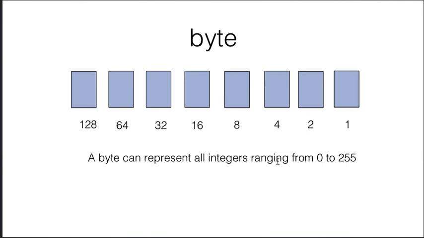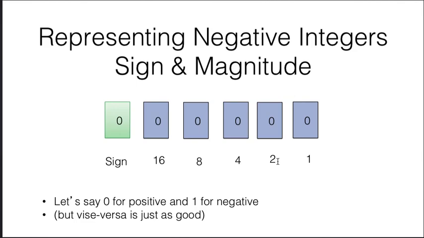So a byte can represent all the values then from 0 to 255. Okay. And you could see how 11111111, add those all up, you get 255. Now, how then might we represent negative numbers? Let's say we needed to represent integers, but they could be negative.